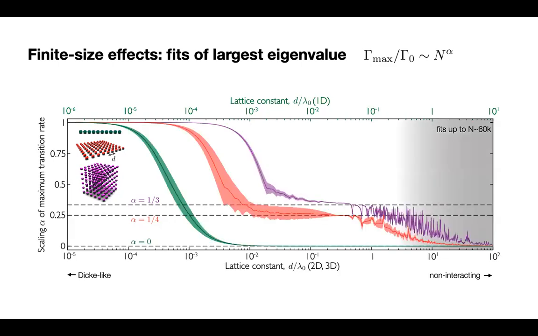Then we fit up to arrays of 60,000 atoms, and we obtain these results. These shaded areas are the 1 sigma confidence intervals of the fit. And you see that indeed, if you make the system very small, it goes back to this decay-like behavior. You make it very large, it goes back to non-interacting. And for a large range of lattice constants that are also physically relevant or interesting, the scaling settles where it should. One thing I should say is that on this right side, there are all these very nasty spikes, and it's also shaded in gray.